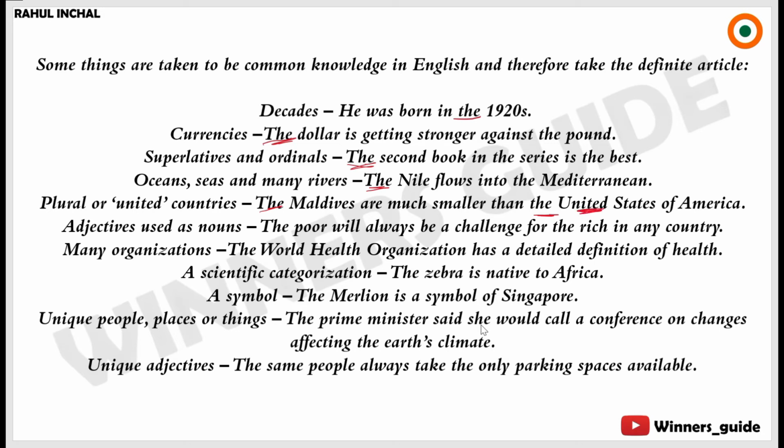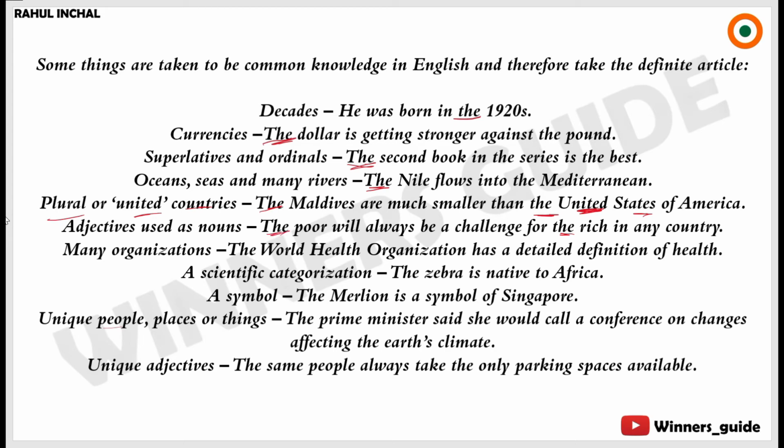Technically, if we see, it's also plural. Okay, but as mentioned here, plural or united countries. For example, the United Kingdom. We never use the Australia. We never use the India. You understand? Now, adjectives used as nouns. The poor will always be a challenge for the rich in any country. The rich, the poor used as nouns.